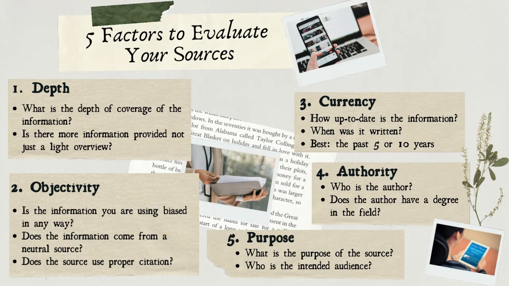The next factor is checking how up-to-date the information is. Know when it was written. For academic purposes, reliable research is commonly taken from the past 5 or 10 years. Knowing the author will also be good for you. That way, you can know the author's degree in the field or even the reputation he or she has. Note that scholarly articles tend to have multiple authors.